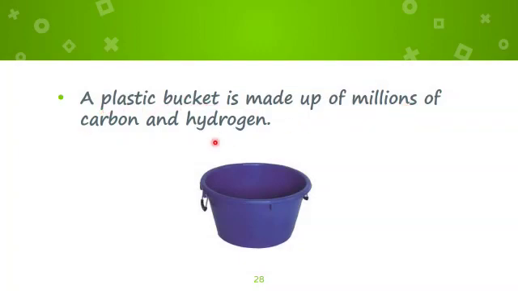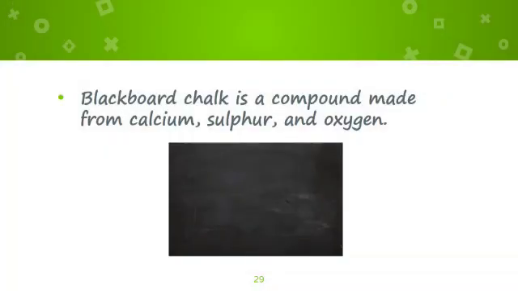The next example is a plastic bucket. It is made up of millions of carbon and hydrogen atoms joined together in a very long chain. So whenever you see a plastic basket or a bucket, you should know that it is composed of millions of carbon and hydrogen atoms. Blackboard chalk is a compound and it is made up of calcium, sulfur and oxygen. This compound is called calcium sulfate and it has the formula CaSO4.